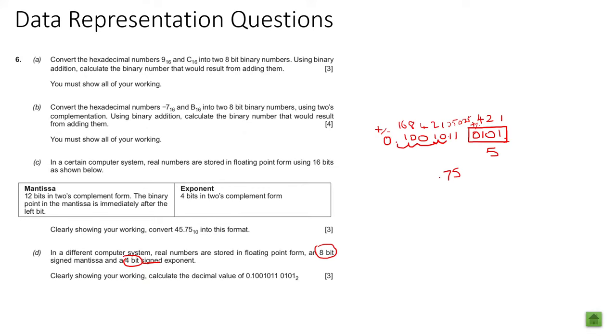Add those two together. And then you've got a 2 plus a 16, which means it's 18.75. There we go. We've converted that into the decimal value. And that gets you 3 marks.